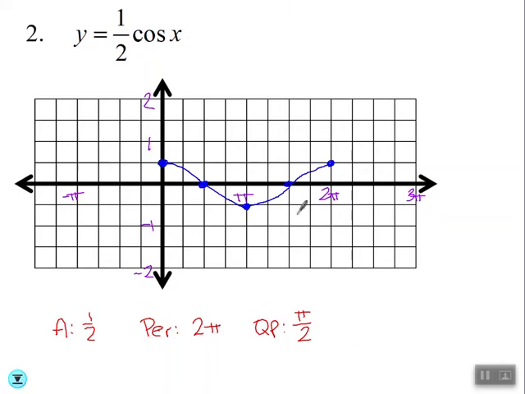Since we can continue this pattern forever and do multiple cycles of the graph, our domain is all real numbers, or negative infinity to positive infinity, and our range is going to be negative 1/2 to positive 1/2. So you can see that the amplitude affects how tall our graph is going to be.